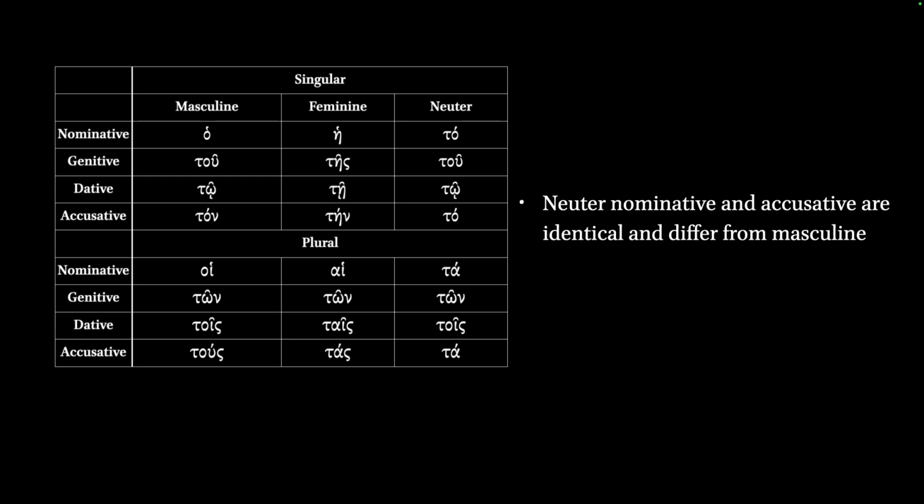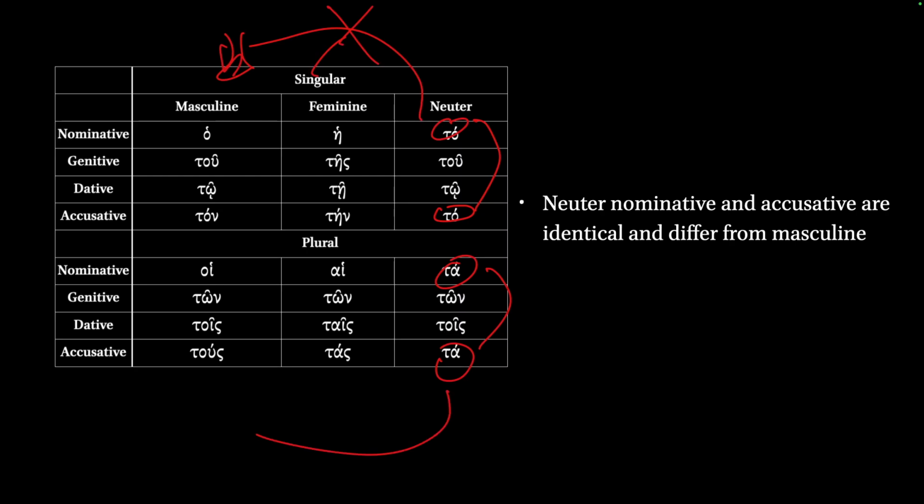The neuter nominative and accusative are identical and differ from the masculine. We've already talked about this here. This is this, and this, how they are the same as one another. But they are different from, maybe we should put an X or something on this line, but they are different from what you see over here. So remembering that, I'm going to ask you to have your whiteboard handy now.